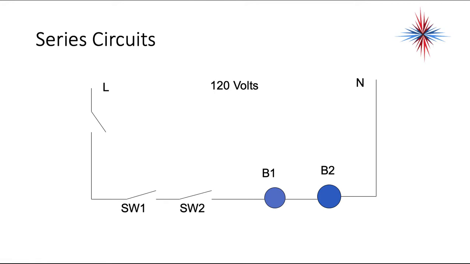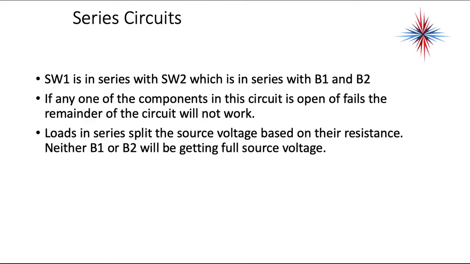This is another example of a series circuit. Switch 1 is in series with switch 2, which is in series with B1 and B2. Single path for electricity to flow. If any one of the components in this circuit is open or fails, the remainder of the system will not work. Loads in series split the source voltage based on their resistance.